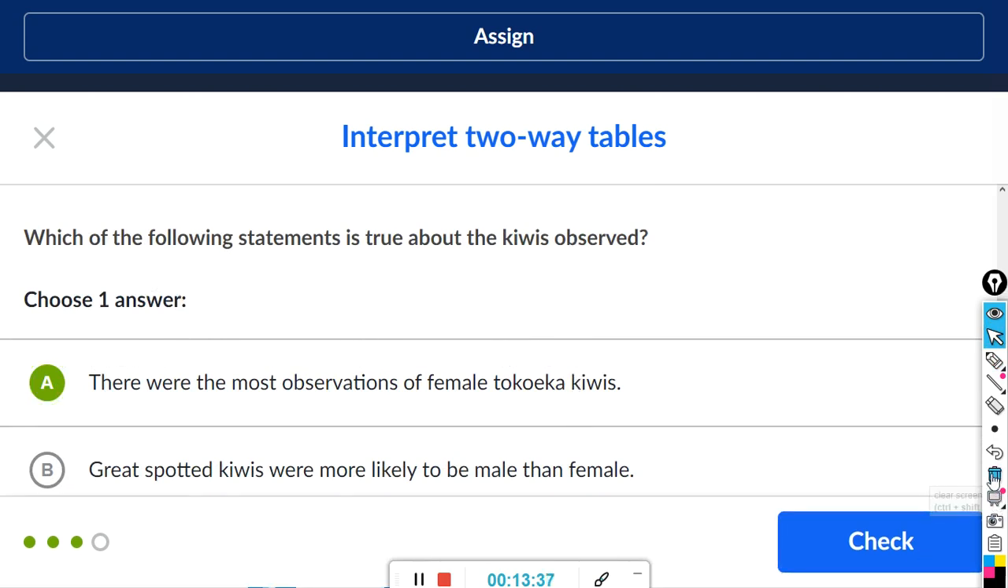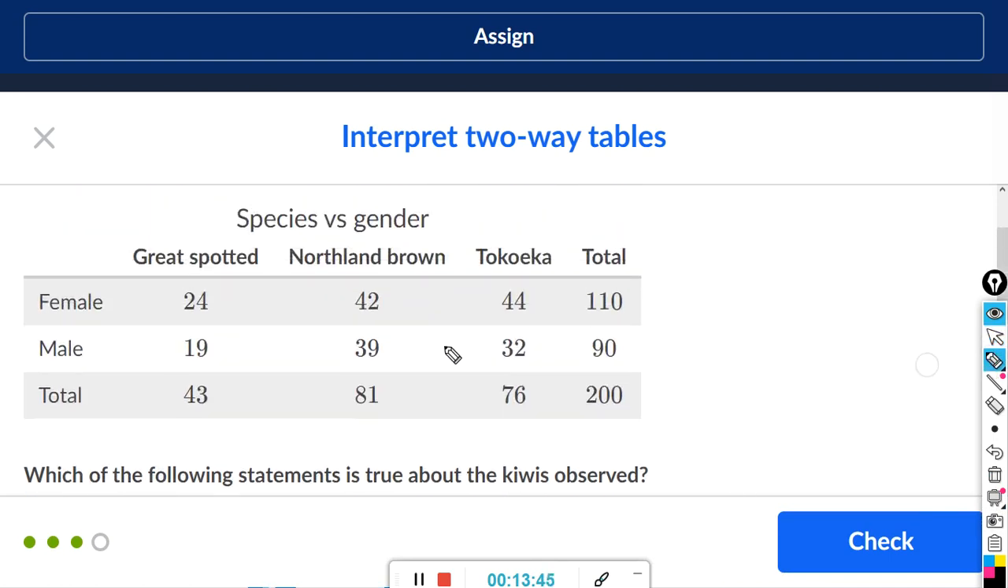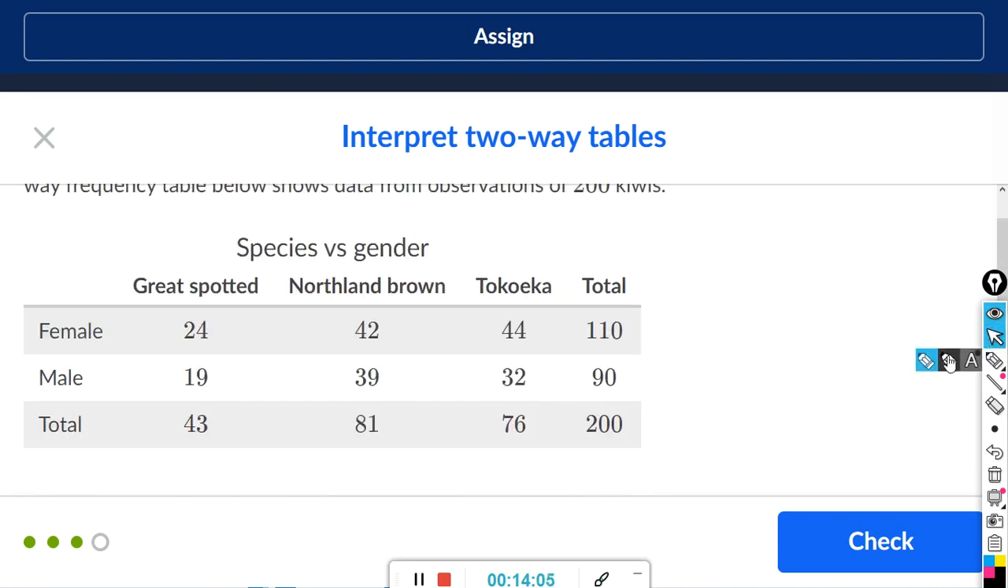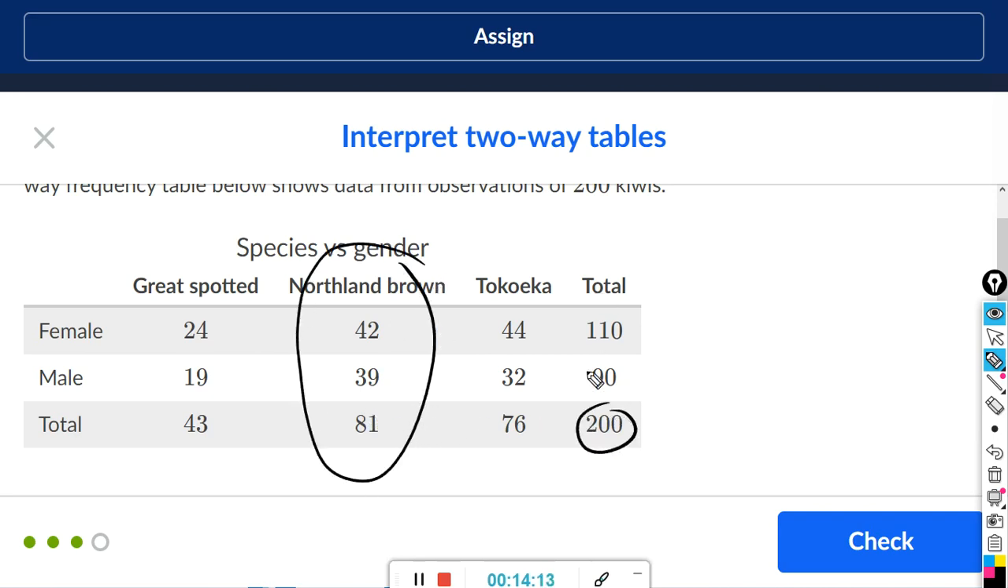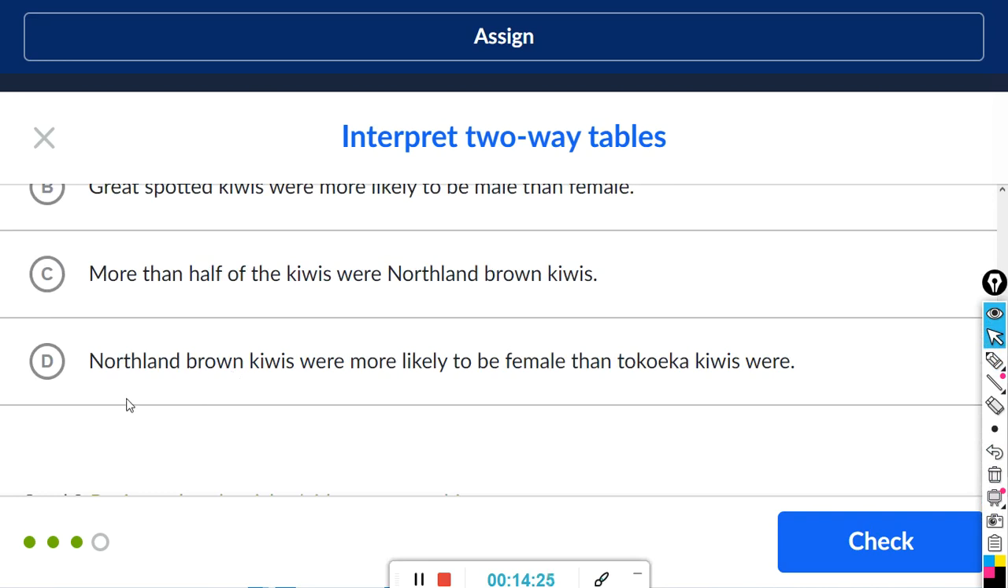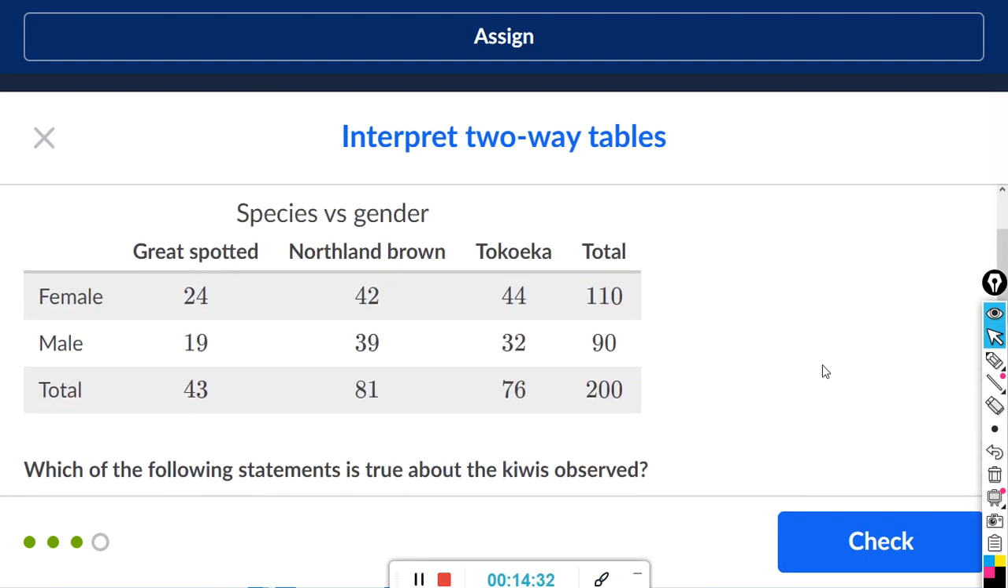And just to show you the other ones, great spotted kiwis were more likely to be male than female. For the great spotted kiwis, that's this column right here. Out of this column, they're more likely to be female than male. So B is incorrect. Answer C. More than half the kiwis were Northland brown kiwis. We have a total of 200 kiwis, and for Northland brown, the total is 81. 81 out of 200 is not more than half. And finally, answer D. Northland brown kiwis were more likely to be female than Takoka kiwis were.